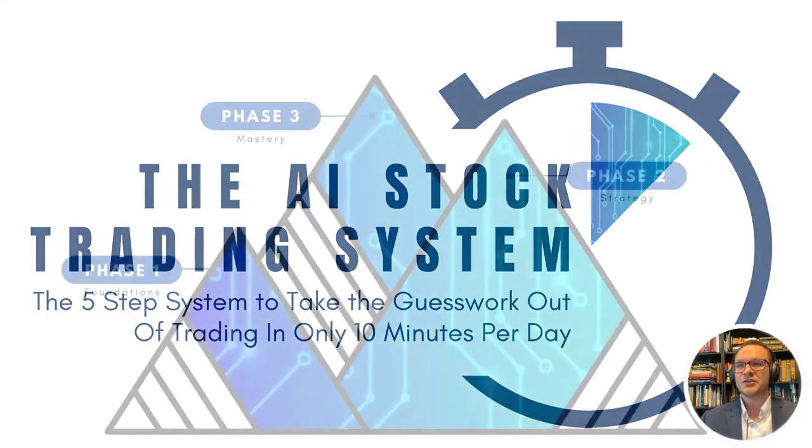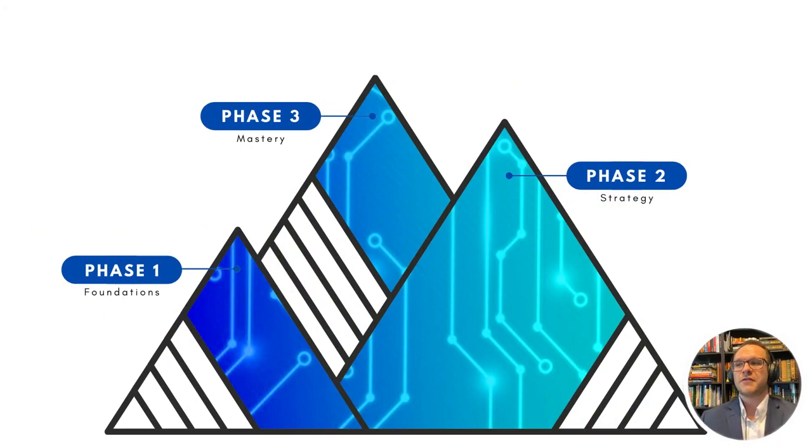And it's really divided into 3 different sections. We have phase 1, which is the foundation section. That's the first 14 modules. And then phase 2 is the strategy. That's the next 5 modules. Each part of the strategy only takes about 2 minutes. But you need to know the foundations in order to move into the strategy.